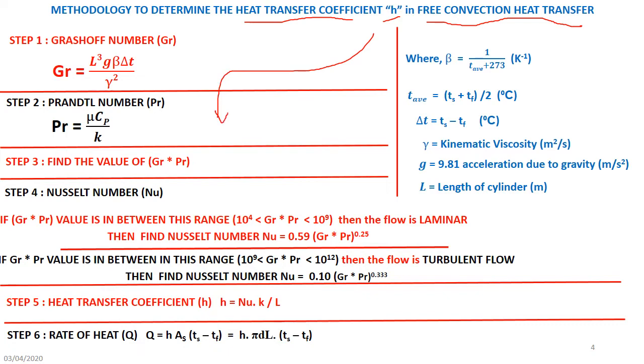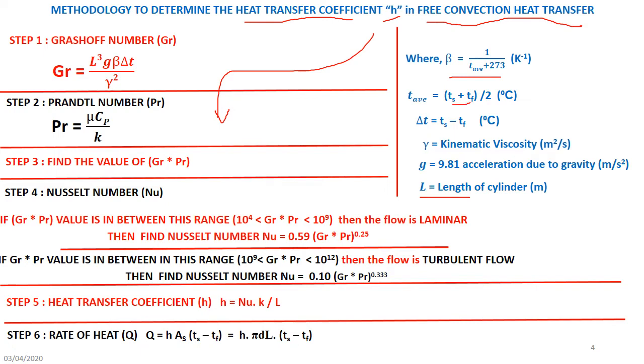In free convection problems, the first step is that we have to find the Grashof number. It is given as Gr equals L cubed g beta delta T divided by nu squared. L is the length of the cylinder, g is 9.81, the acceleration due to gravity, and beta is the coefficient given by the formula beta equals 1 over (T average plus 273), with unit 1 by Kelvin or K power minus 1. How to find T average? T average is Ts plus Tf divided by 2.